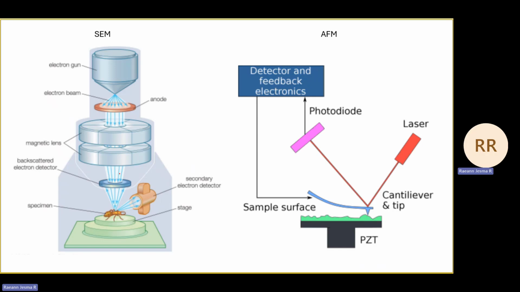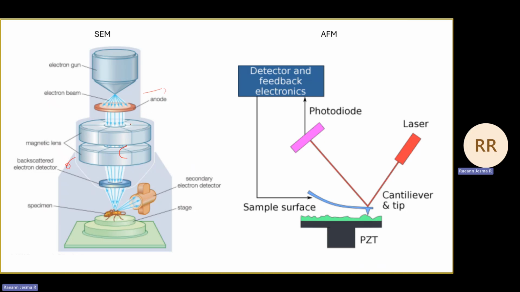So SEM is scanning electron microscopy. What it does is it is a type of electron microscopy where we focus some beam of electrons, and we use it to scan the surface of a specimen. Since we are using electrons to scan the surface and see the image, the resolution of this is very small, so it can reach nanometer scale.